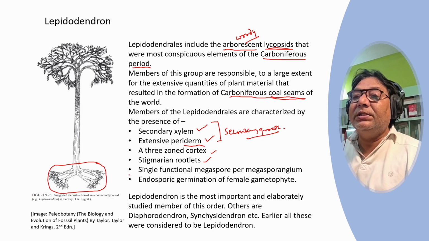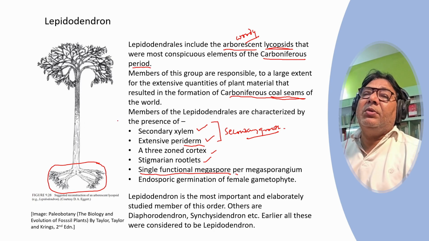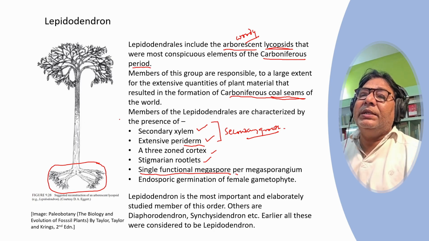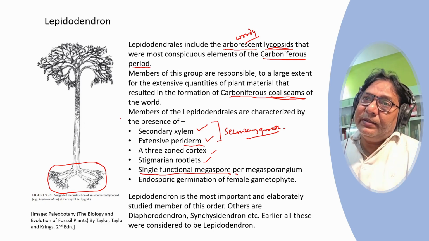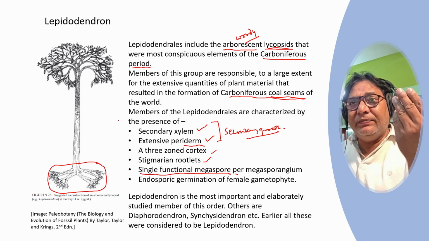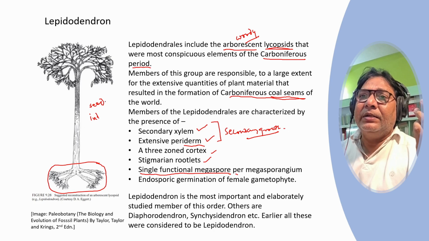This is an interesting thing. Single functional megaspore means seed-like characteristic. The definition of seed is this: the ripened ovule is called seed, but in paleobotanical terms, a seed is a megasporangium containing a single functional megaspore that should be integumented and indehiscent. There are 3-4 keywords, important. Integumented, it should be into a seed. Seed can be defined as a structure which is integumented.